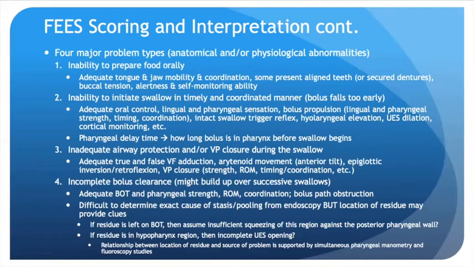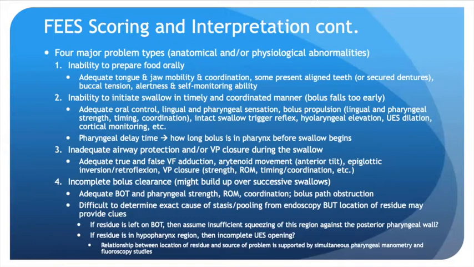Like, how long is the bolus in the pharynx before the swallow actually begins? To have adequate airway protection and/or velopharyngeal closure, you're going to need adequate true and false vocal fold adduction, adequate arytenoid movement, epiglottic inversion or retroflexion. And velopharyngeal closure requires adequate strength, range of motion, and timing and coordination of the various velopharyngeal muscles. Complete bolus clearance requires adequate base of tongue and pharyngeal strength, range of motion, and coordination, and a lack of anything obstructing the bolus path.